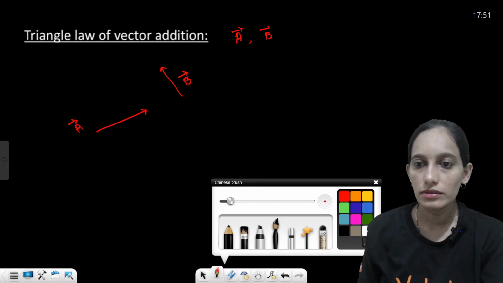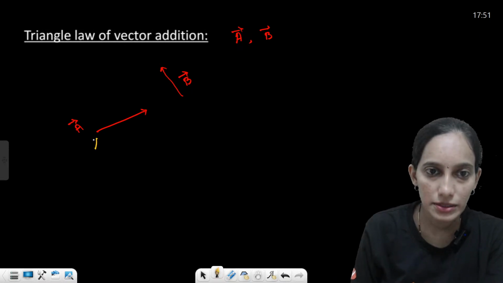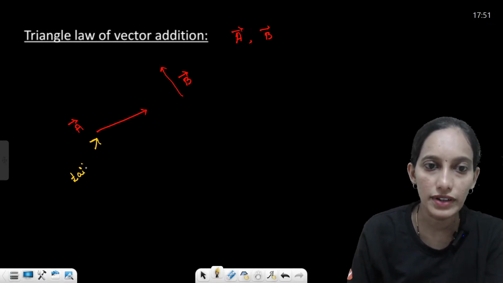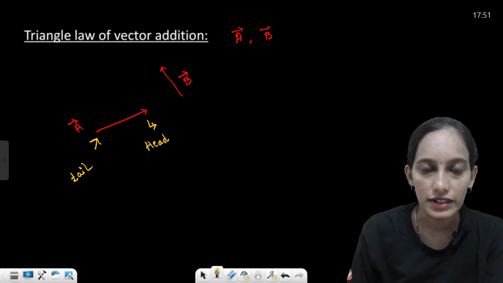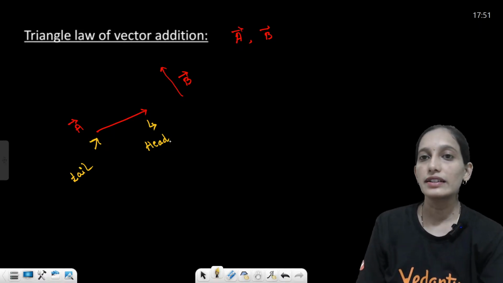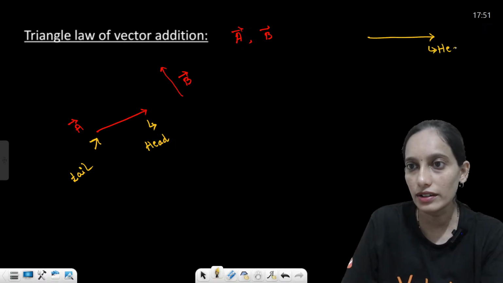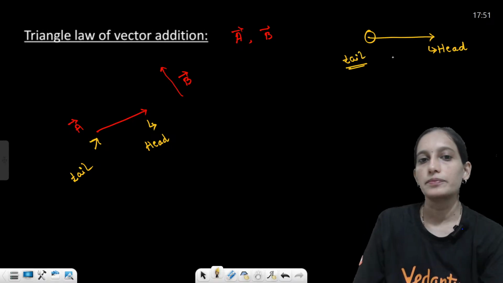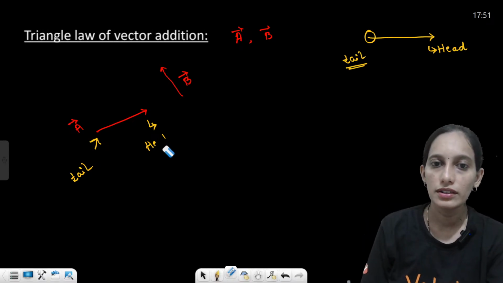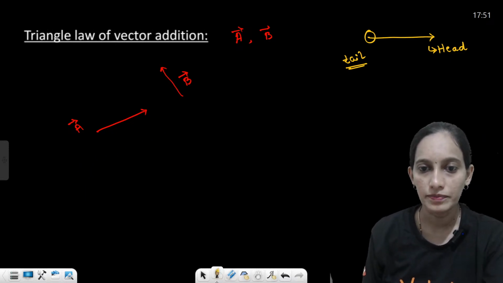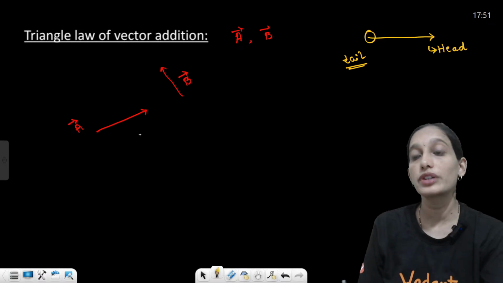Here, one point I should tell you: this part of the vector is called the tail of the vector, and this arrow we call the head of the vector. So let me just write here: this is the head of the vector and this is the tail of the vector. You should know that, because this triangle method is also called the head to tail method.